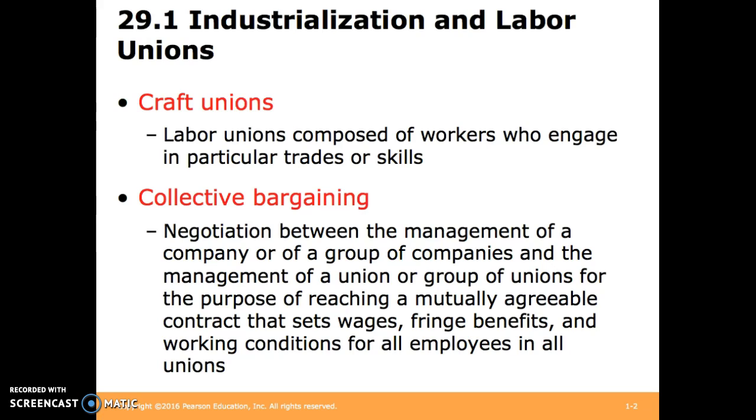Collective bargaining is the negotiation between the management of a company or of a group of companies and the management of a union or group of unions for the purpose of reaching a mutually agreeable contract that sets wages, fringe benefits, and working conditions for all employees in all unions.